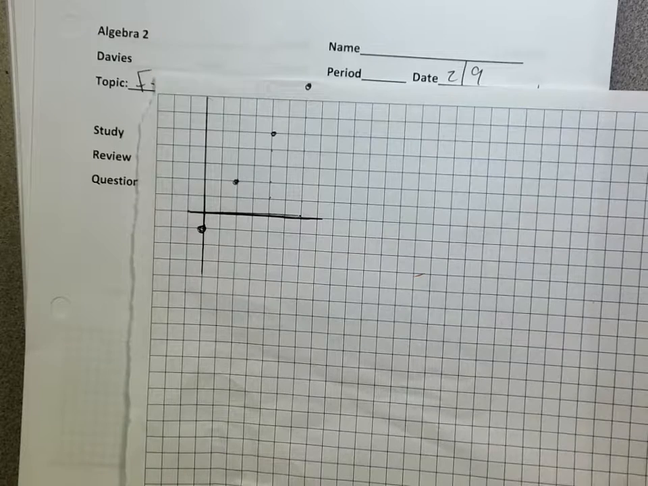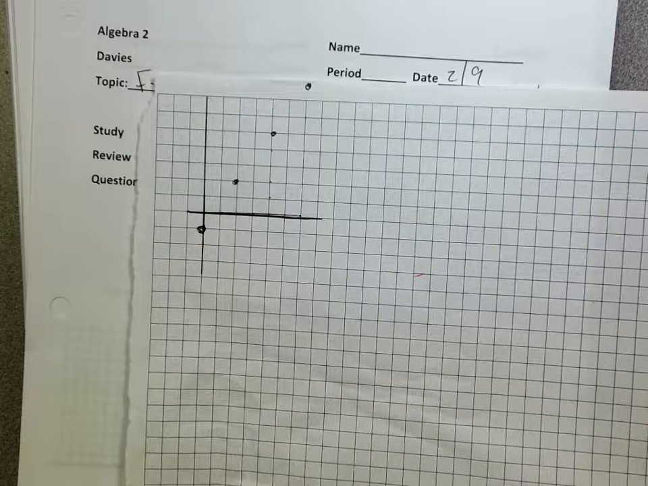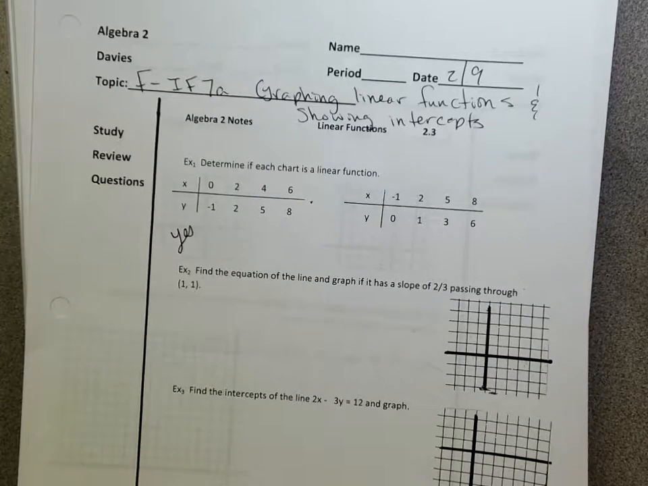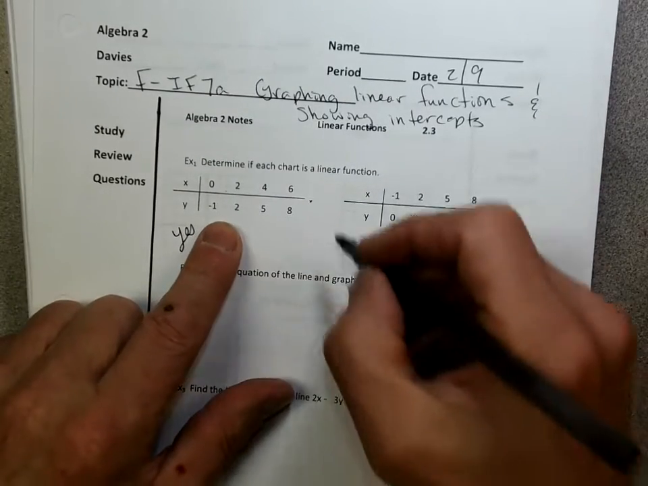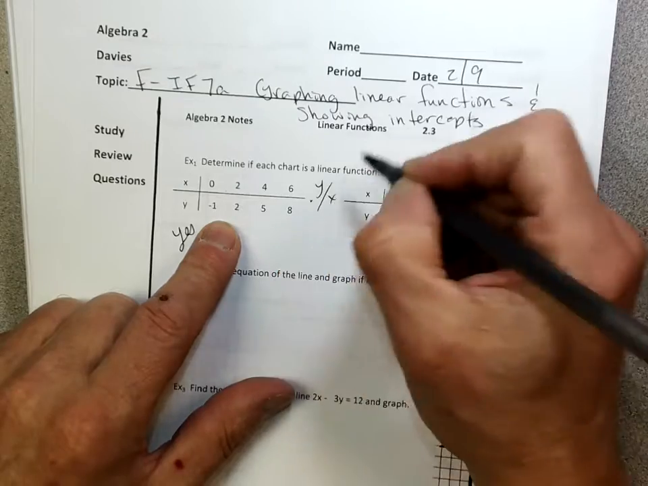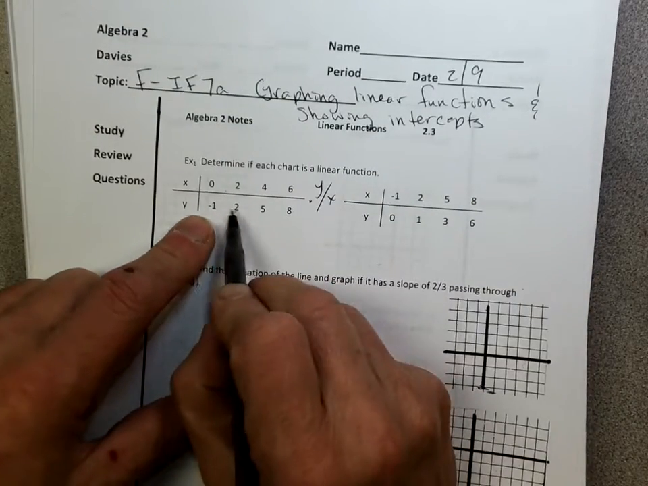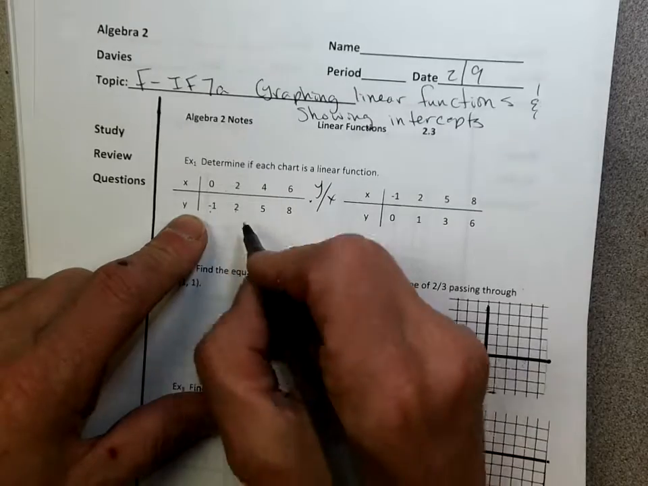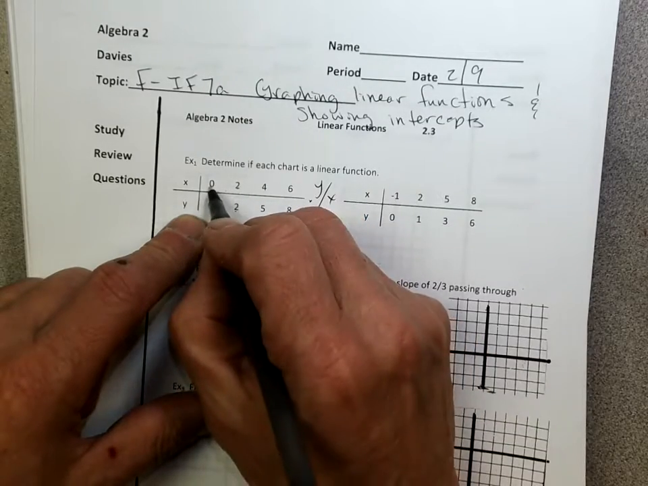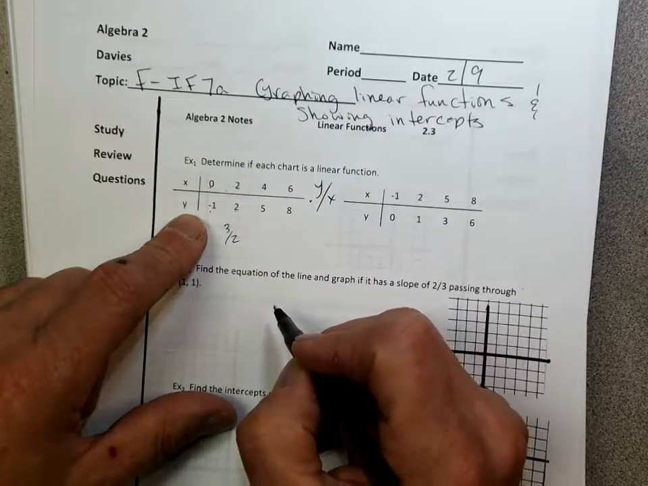Now, there's another way to do it, and that is we can kind of calculate the slope, and if the slope is the same, right? I mean, if this keeps going up the same rate, it's got to be lined up. Make sense? So I could do it another way. I could do my y's over my x's. So if I took 2 minus a minus 1, that's a 3 over 2, 1 1/2 or 3/2.